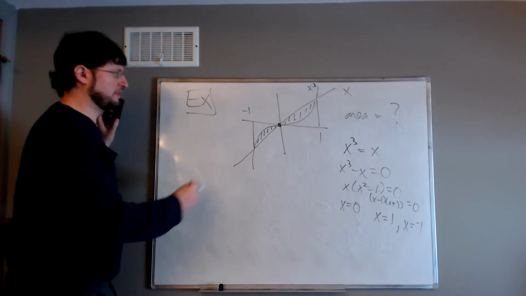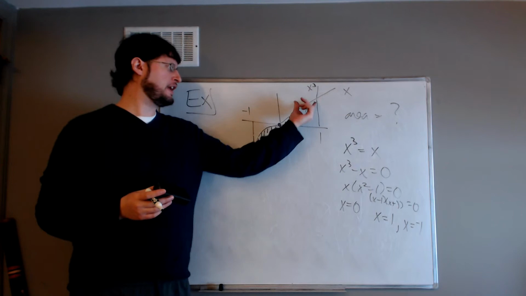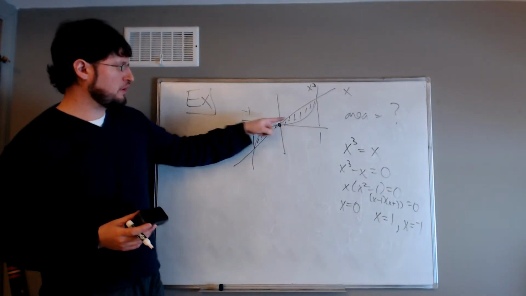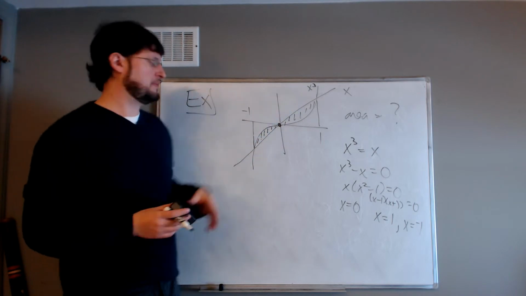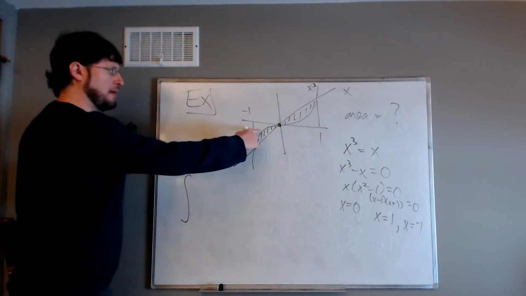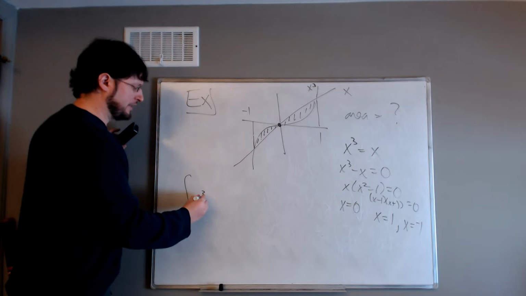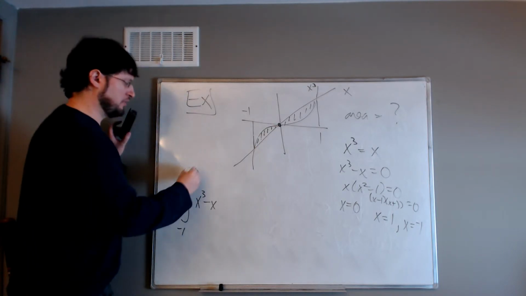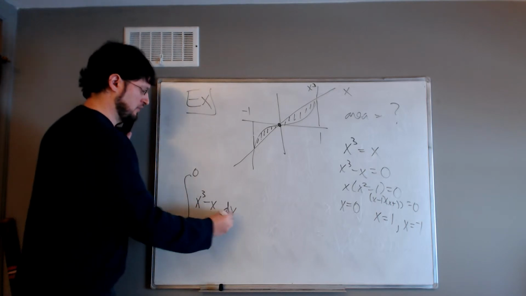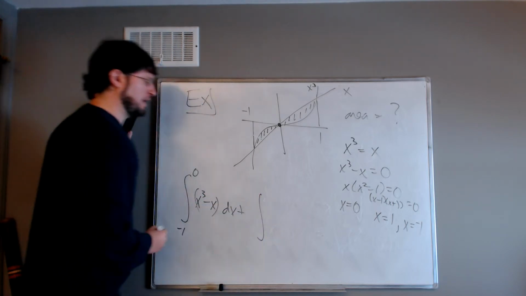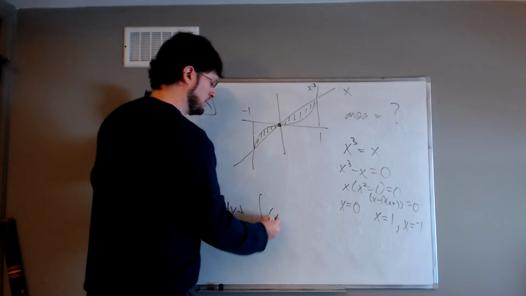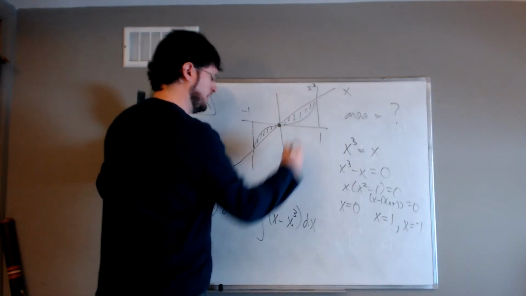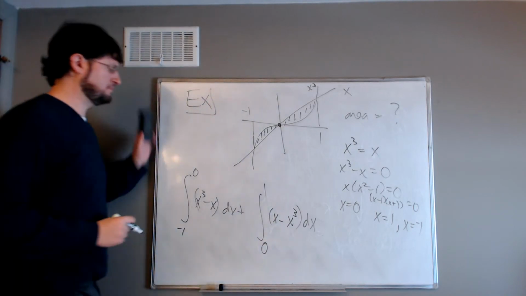So now we have to set up two different integrals to find the area, because over here, x cubed is on top, and over here, x is on top. So I need to integrate top minus bottom, which is x cubed minus x on this region. That's from minus 1 to 0. And then I also need to integrate top minus bottom, which now is x minus x cubed on this region, which is from 0 to 1.